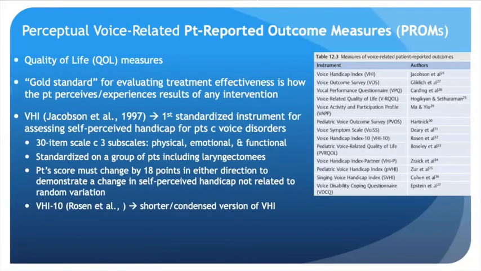because it's impacting their return back to normal voice use and normal life. There are a number of patient-reported outcome measures, which are important to know a little bit about. This is the gold standard for evaluating treatment effectiveness: how did the patient feel their voice improved over time as a result of the intervention? The first one created was the VHI, the Voice Handicap Index. It's a 30-item scale with 3 subscales: physical, emotional, and functional. A patient's score must change by 18 points in either direction to demonstrate a change that's not related to random variation. There's also a shorter version, the VHI-10, a condensed version that only has 10 questions.